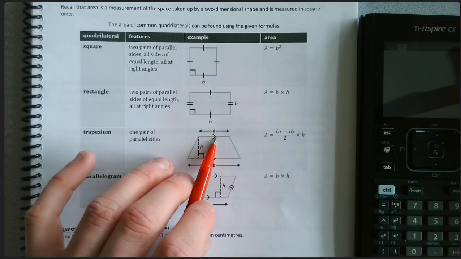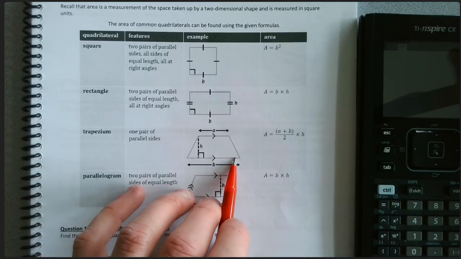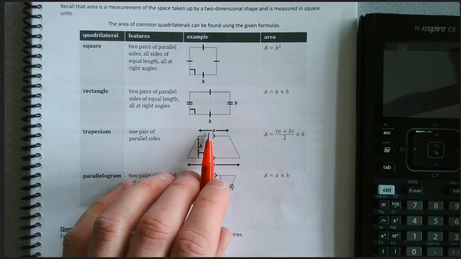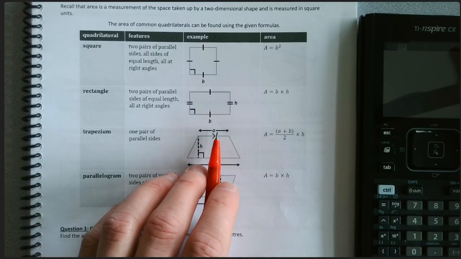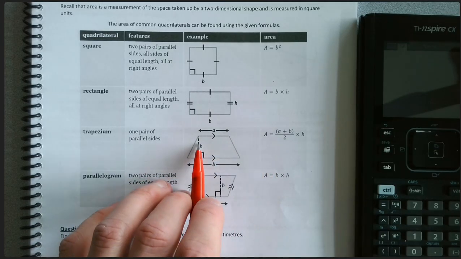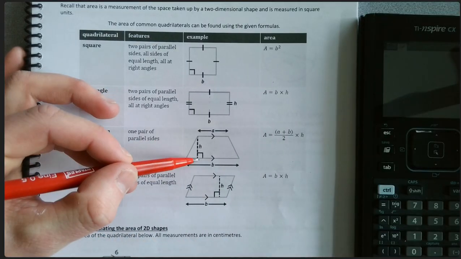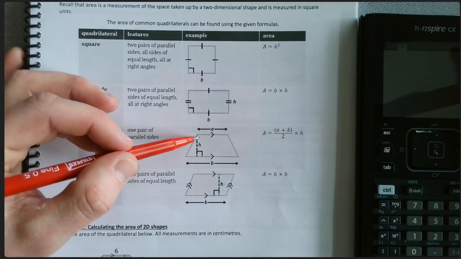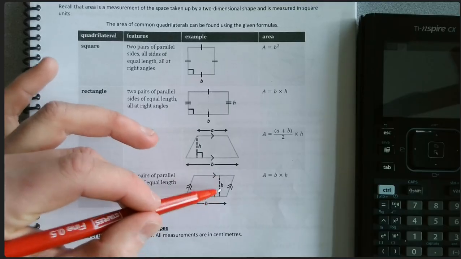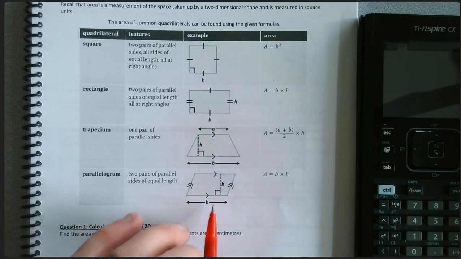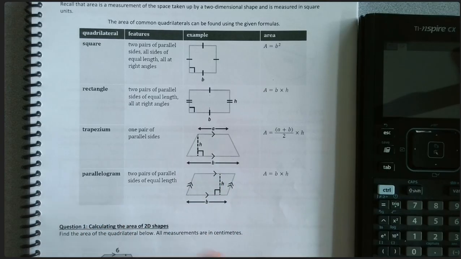A trapezium is A plus B, then that number divided by 2. So if A was 2 and B was 4, it'd be 6 divided by 2, multiplied by the perpendicular height. Perpendicular height means the distance between the two parallel sides. We're going to use that in triangles as well. So area for parallelograms is base times height, and that's all it is. It's essentially the same as a rectangle.